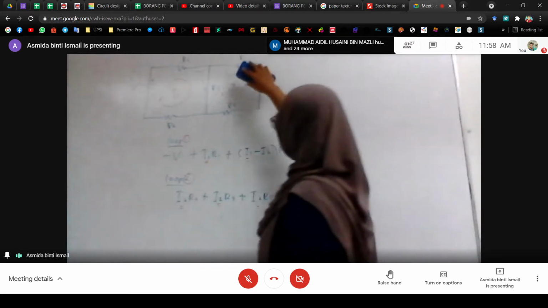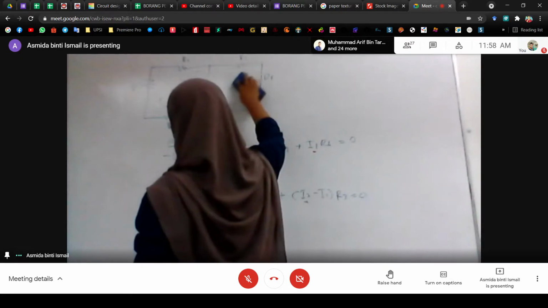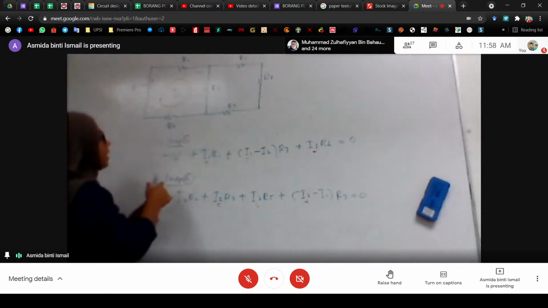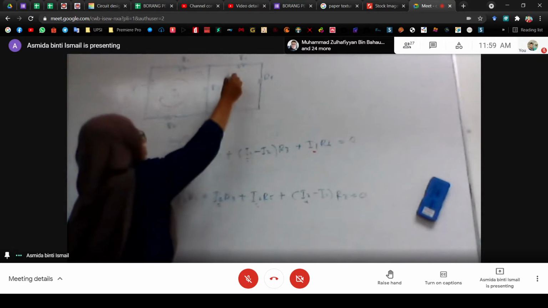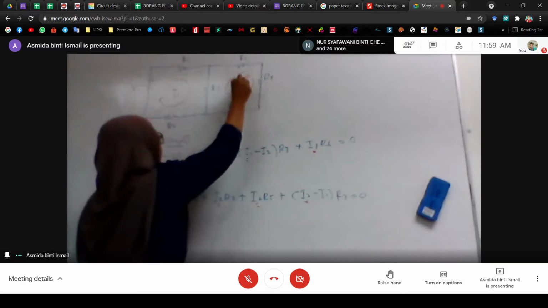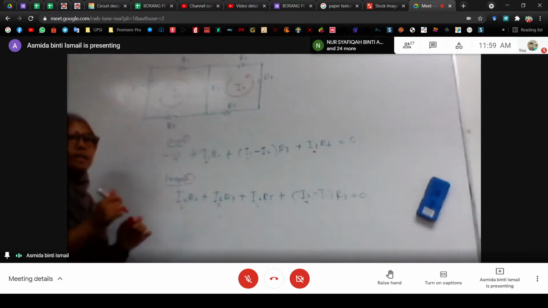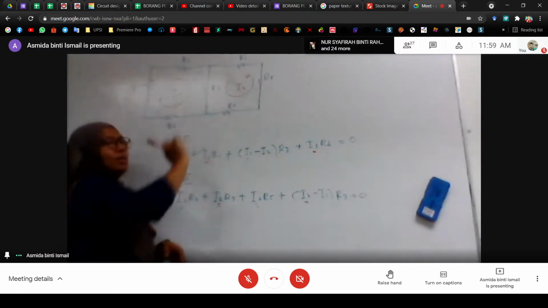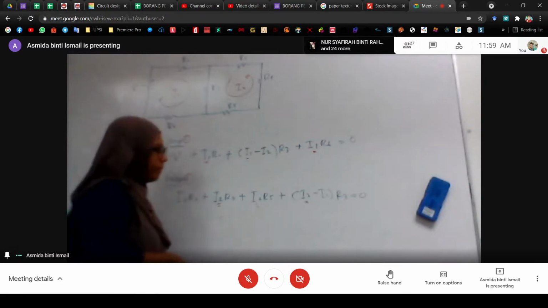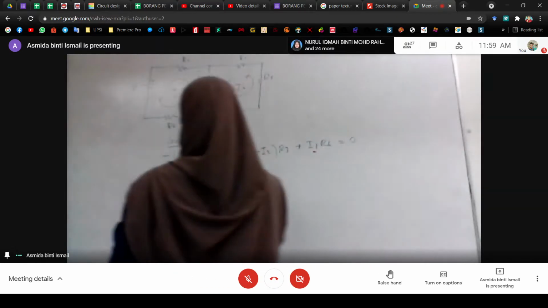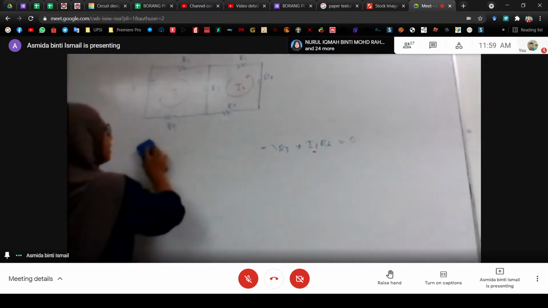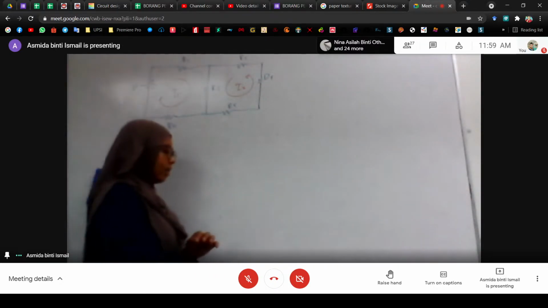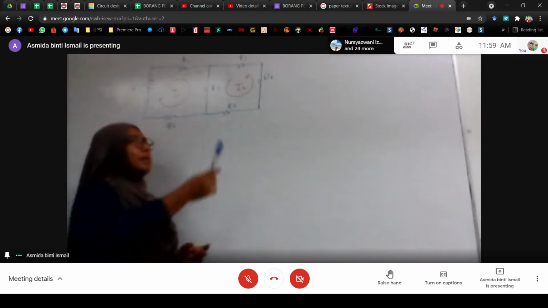So if I change the direction to anti-clockwise, okay, this is clockwise, this is anti-clockwise. I change the direction. So you can write it again. You need to write the equation.